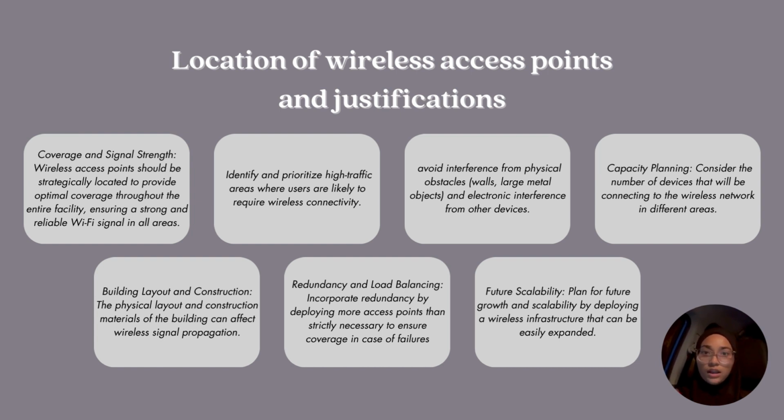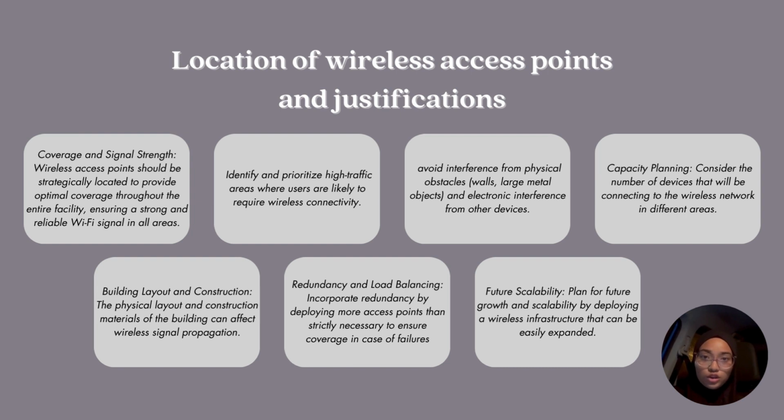The third one, avoid interference. Care should be taken to avoid interference from physical obstacles such as walls, large metal objects, and also electronic interference from other devices. Conducting a site survey to identify potential sources of interference can help optimize the placement of access points. Next, capacity planning. Consider the number of devices that will be connecting to the wireless network in different areas.